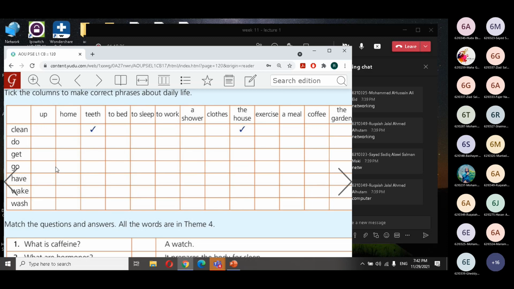Get up. Get up. Get up. Get what else? Get a shower. Get a meal. Get a coffee. We don't usually get a shower. We say a shower with another word.